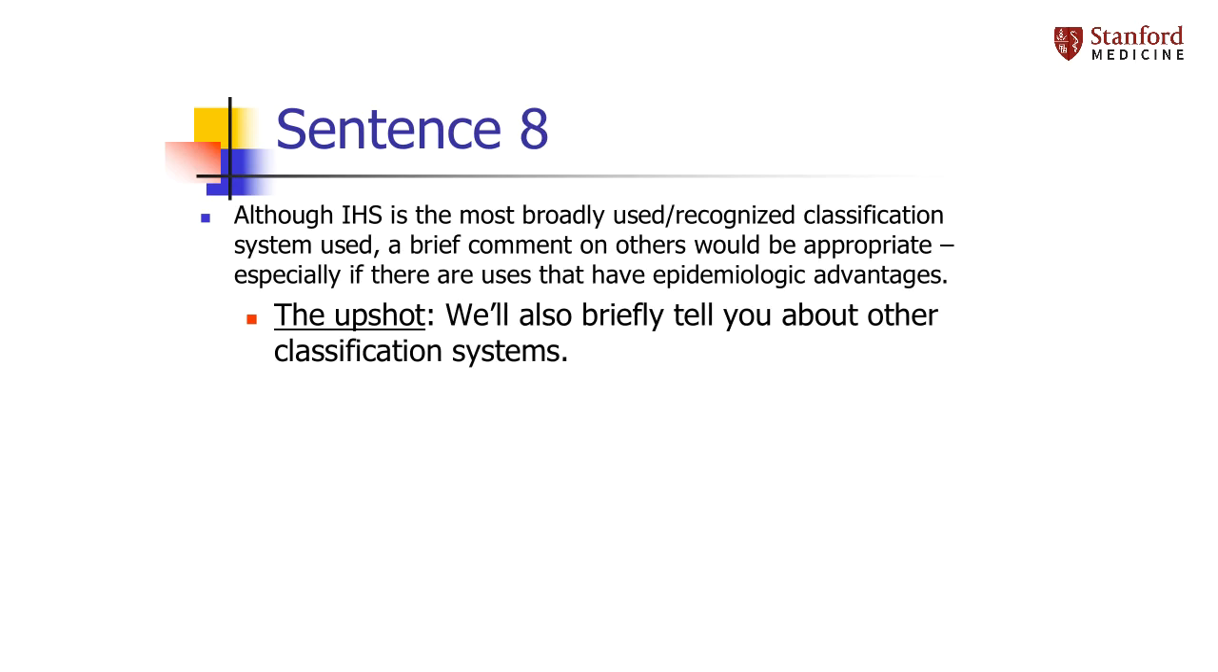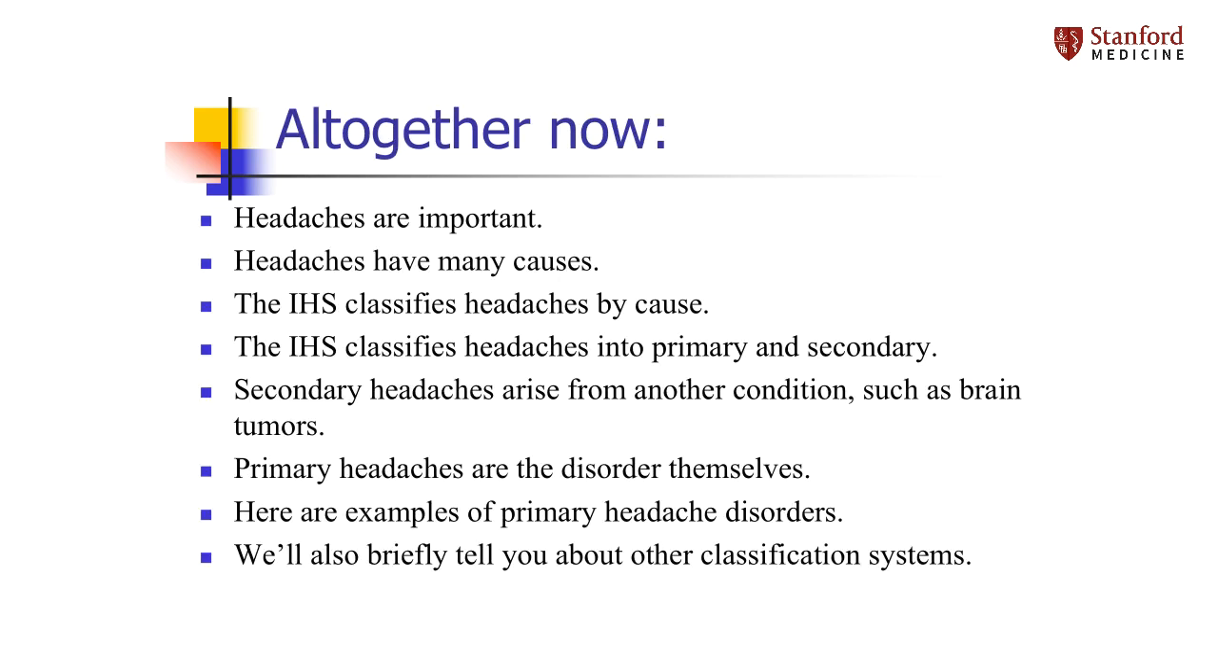Then finally, we get this last sentence, although International Headache Society is the most broadly used recognized classification system, a brief comment on others would be appropriate, especially if there are uses that have epidemiologic advantages. This is sort of going off on another point, and it's saying we're going to also tell you about other classification systems.